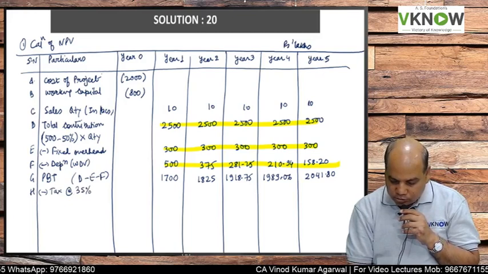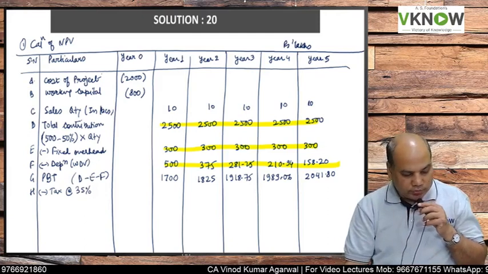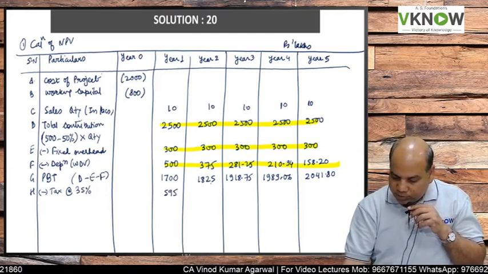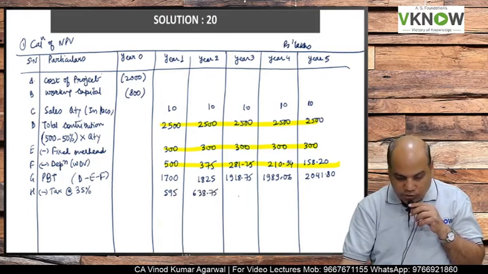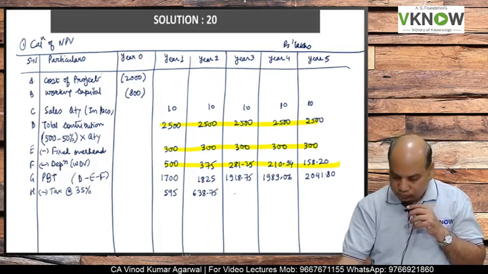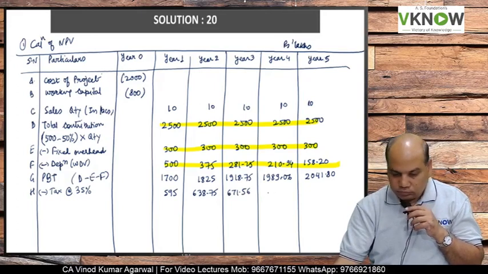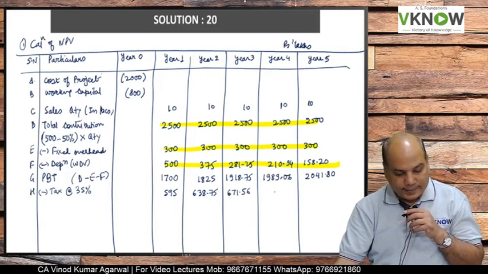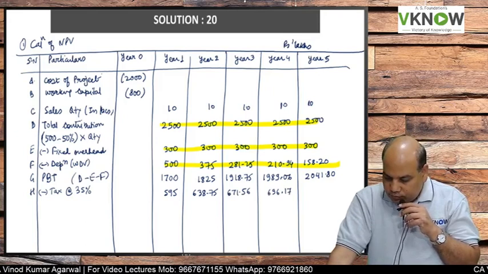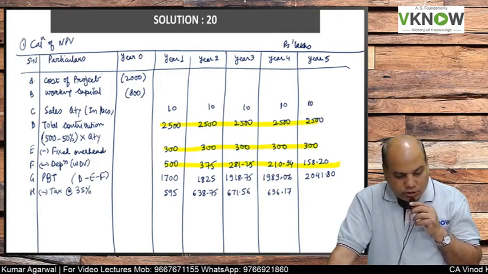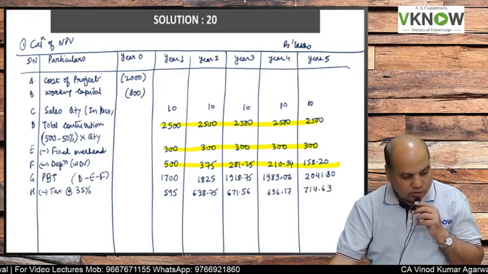35%. Wait, I will tell you how to get it fast. First you take 0.35 into 1700. Now just type the PBT and press equal to. 638.75. Next year, 671.56. Next one, 696.17. 696 point, only two digits on the last one. 714.63.